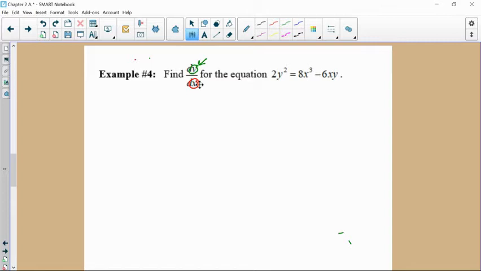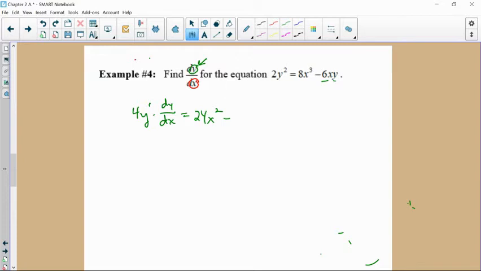Okay, so it says find dy dx for this equation. So again, just think, like 2y squared, the derivative would be 4y to the first power, but then immediately afterward, we multiply by dy dx, equals, and then the derivative of 8x cubed. Remember, x is our independent variable, so that's just 24x squared, minus, and then a sneaky product rule, because it's 6x times y.